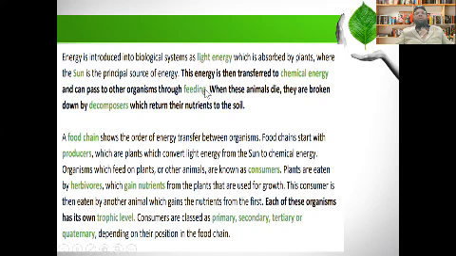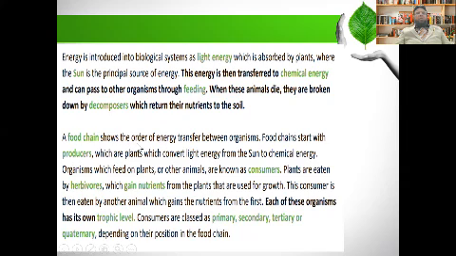And you also know that of the energy obtained from the sun, only 1% is absorbed by the plant, and the plant converts this solar energy into chemical energy in the form of glucose, and this process is named photosynthesis. When the plant makes its own food, these plants are eaten by animals, and when these animals die, they are broken down by decomposers, which return their nutrients to the soil.